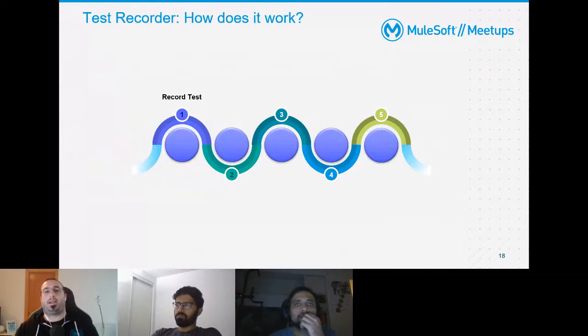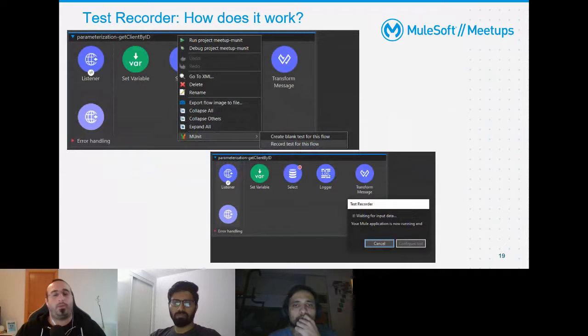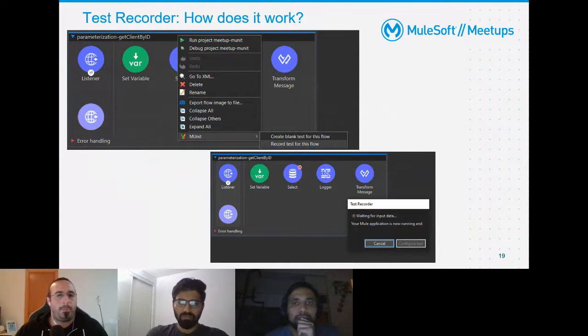So test recorder, how does it work? Let's see it in a simple way in 5 steps. The first thing we have to do is record the test. For this, we go to our flow, whatever you want, and we right click on the flow. Then we go MUnit and then record test for this flow. As soon as we click on this option, this little window will pop up. And as you can see, it says that it's waiting for input data.